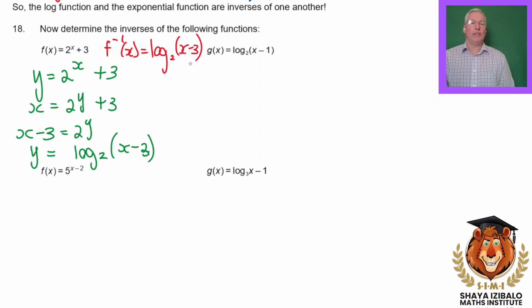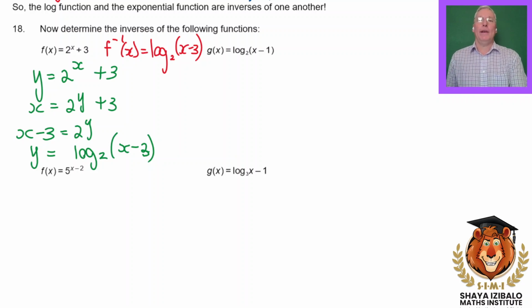And if you want to, you can check some points. If you put 1 into here, into the original function, you get 5 out. If you put 5 in here for x, you're going to get 2 in the brackets. What power must I put onto 2 to get 2? You're going to get 1 out. 1, 5 becomes 5, 1.